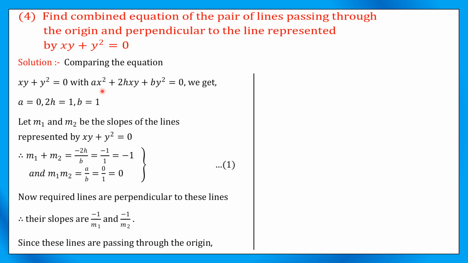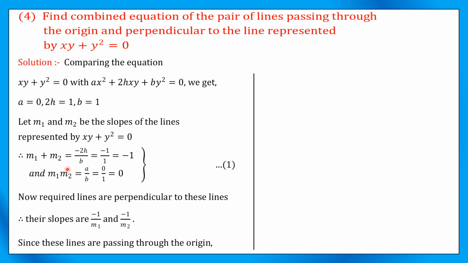Here the coefficient of x square is a. The term x square is absent, therefore a equal to 0. The coefficient of xy is 2h, and here the coefficient of xy is 1, therefore 2h equal to 1. The coefficient of y square is b, here the coefficient of y square is 1, therefore b equal to 1. Let m1 and m2 be the slopes of the lines represented by xy plus y square equal to 0.